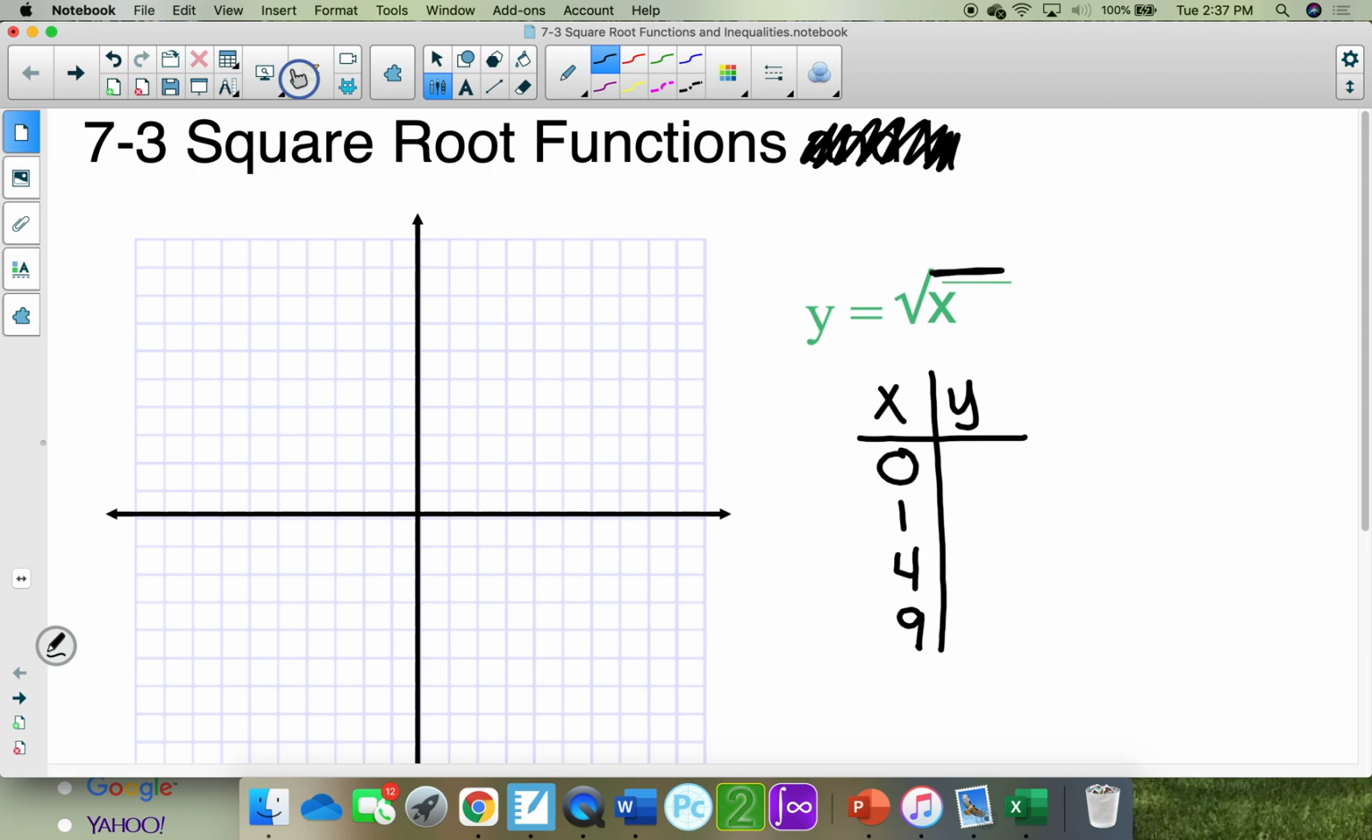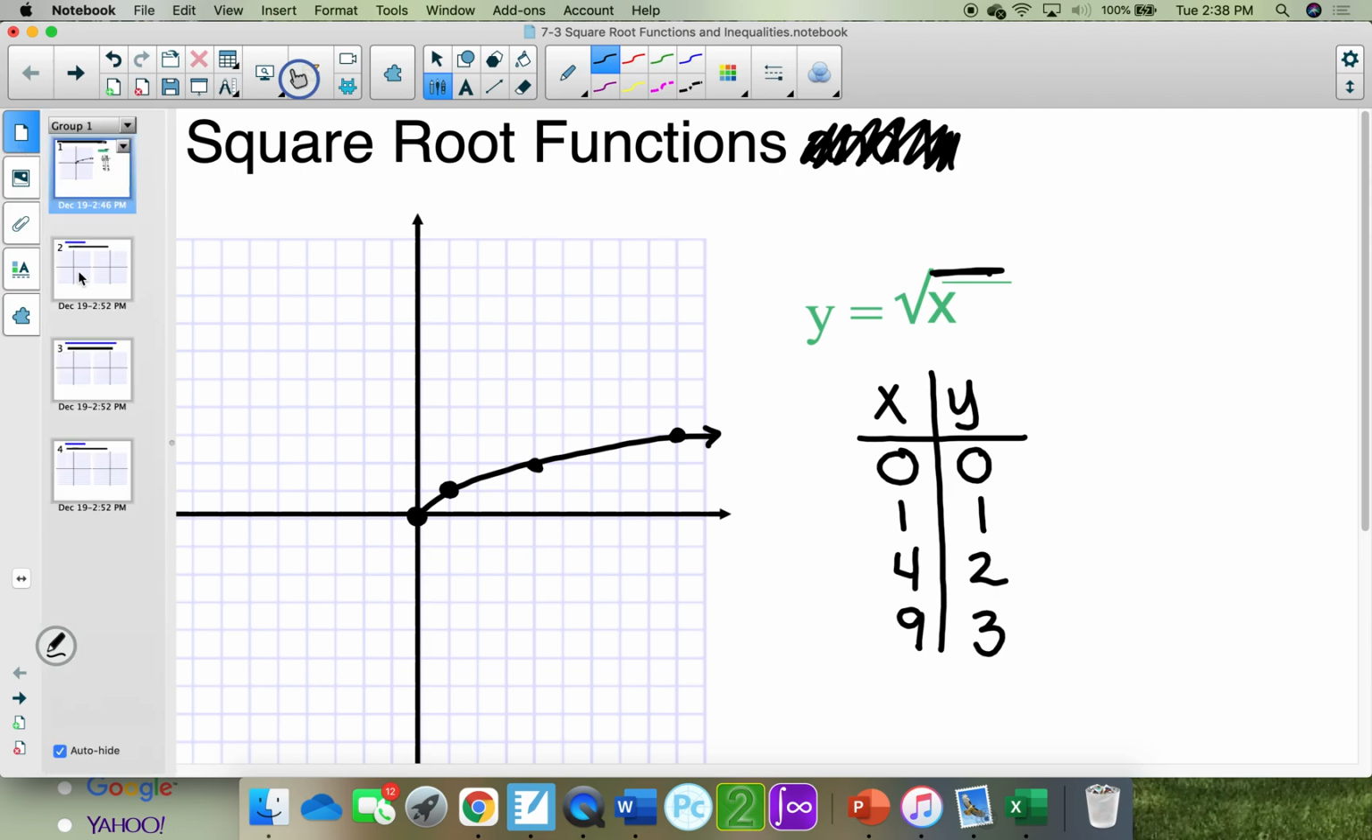In place of x, you're gonna put a 0, and the square root of 0 is 0. And you're gonna put a 1, the square root of 1 is 1. The square root of 4 is 2, and the square root of 9 is 3. And if I plot 0, 0, 1, 1, 4, 2, 9, 3, this is what a square root graph looks like, starting at 0 and going towards the wall. And what we're going to do today is translate this graph.